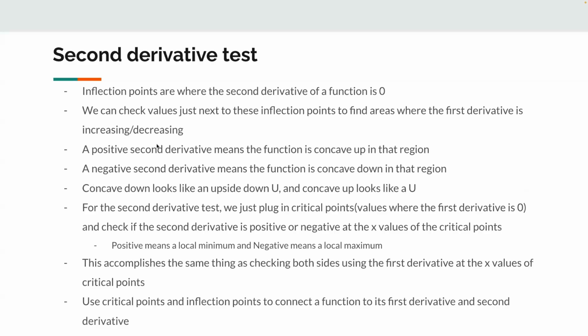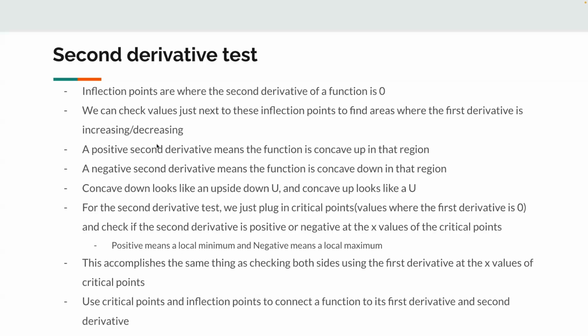The second derivative test. First, let's note that inflection points are points where the second derivative of a function equals 0. The second derivative just means the rate of change of the first derivative. We can check values next to these inflection points to find areas where the first derivative is increasing or decreasing. A positive second derivative means the function is concave up. A negative second derivative means the function is concave down. Concave down looks like an upside down U, and concave up looks like a U.